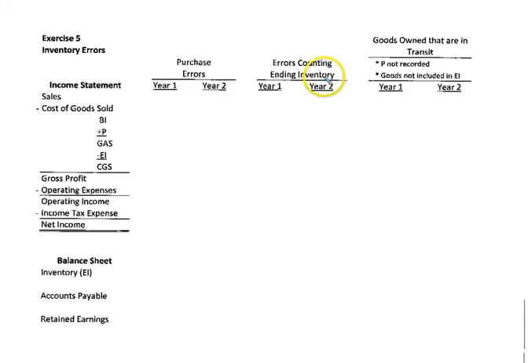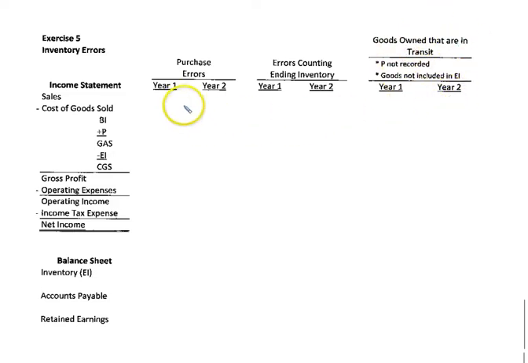Another really common error occurs during the counting of the inventory at year end. It's real easy to make a mistake there. So we're going to look at what's the impact. And the other is goods that are owned that are in transit. If the goods are owned but they're in transit, then usually the purchase hasn't been recorded because we don't have the goods yet, and the goods are not included in ending inventory either. So we want to look at, well, what about that unique situation?